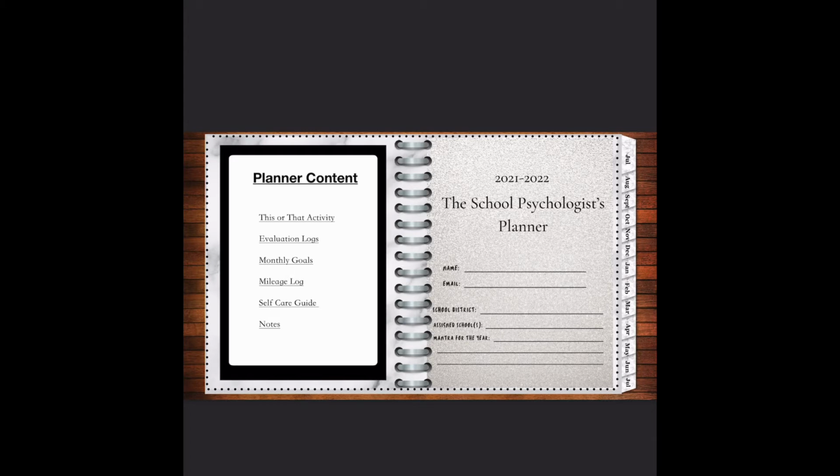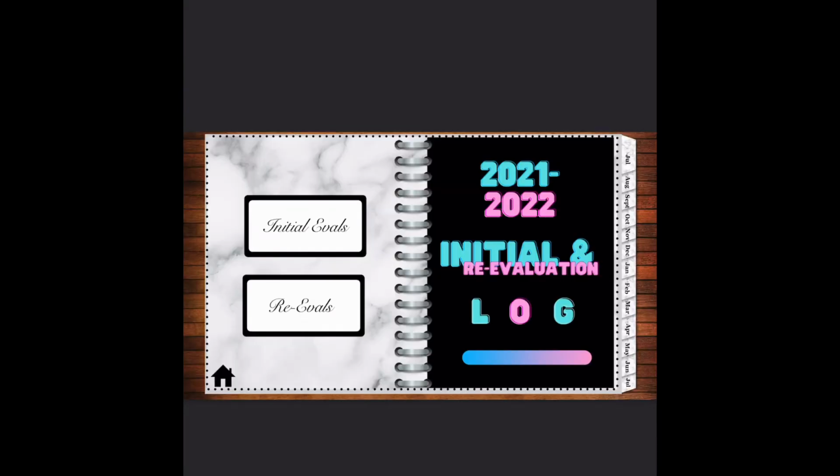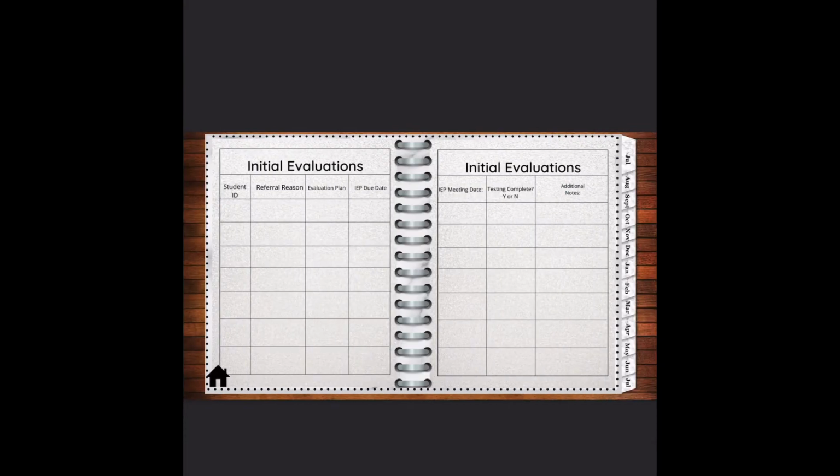So I'm just going to go through some of the planner content. I'll long press evaluation log, open link, and it will take you to this page. You'll see on the left side, it gives you an option for initial evals or re-evals. So I'm going to long press and go to open link, or I can just swipe.